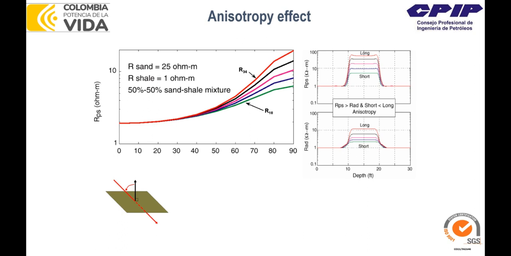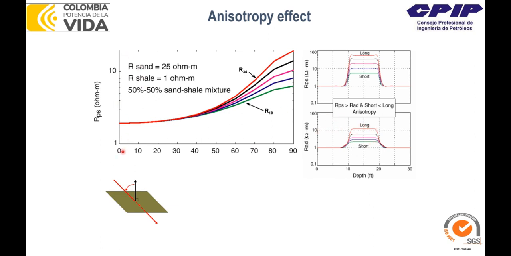So how does it look? It will look like this. The phase shift resistivities will read higher than attenuation resistivities, and the short spacing curves will read less than the long spacing curves. Okay, so as you see here, the short spacing reads less, the long spacing reads more. But at the same time, for the attenuation, the short spacing reads less and the long spacing reads more.